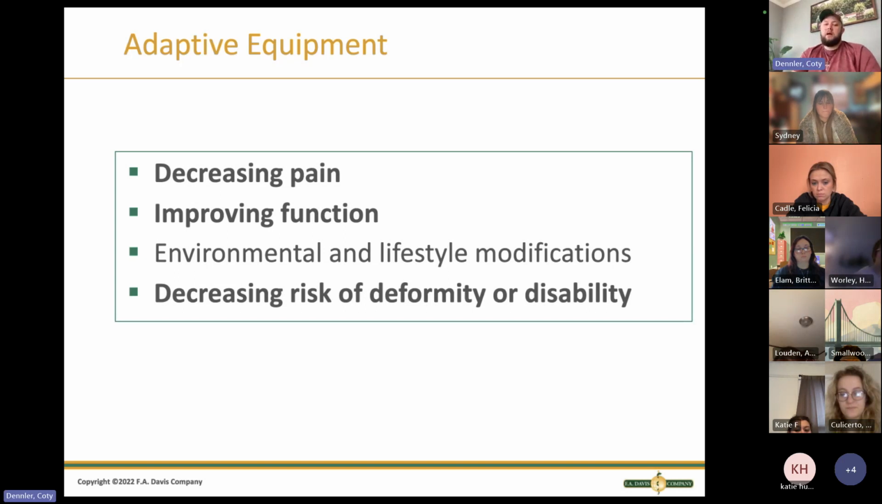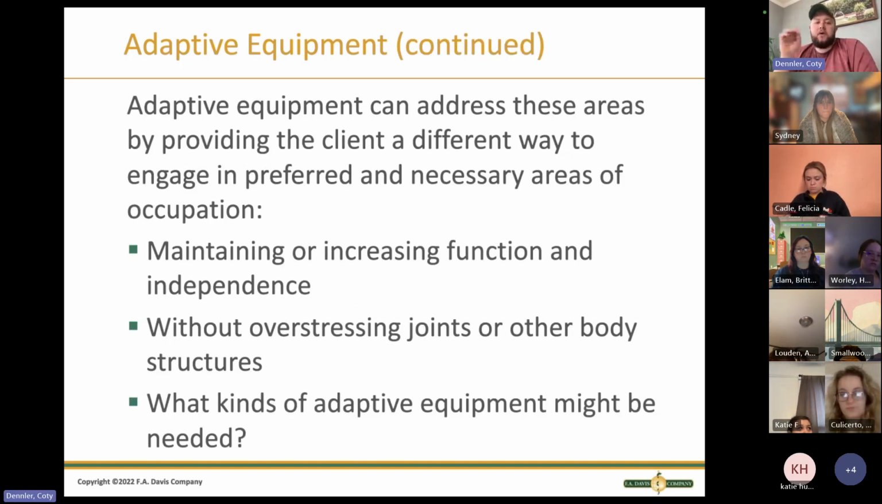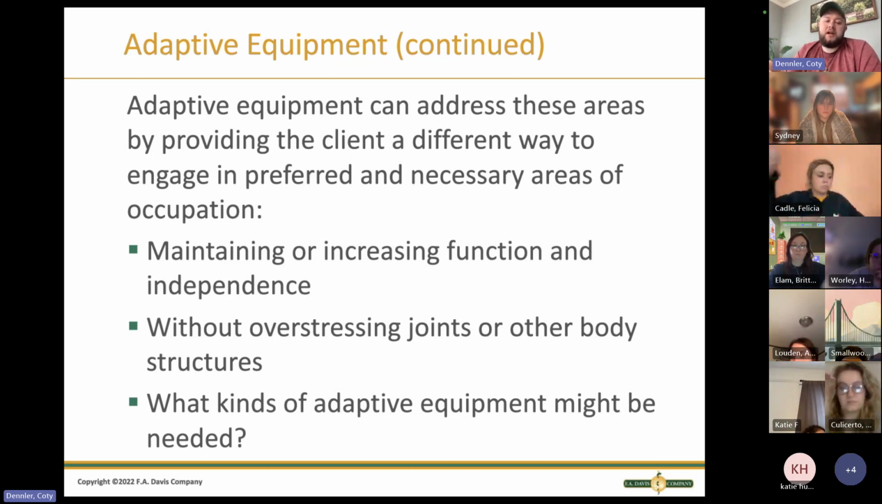Okay. Now we got a little bit of questions I want to go through with you on adaptive equipment. So, as you're giving these clients a new piece of equipment and teaching them how to do it, what are the main goals here? So we've got maintaining or increasing function and independence. That kind of goes without saying. Or without overstressing the joints or the other body structures, and then what kinds of adaptive equipment might be needed. You have to ask yourself these questions.